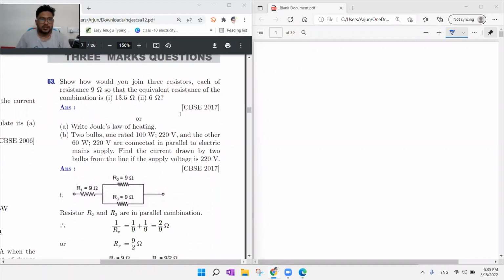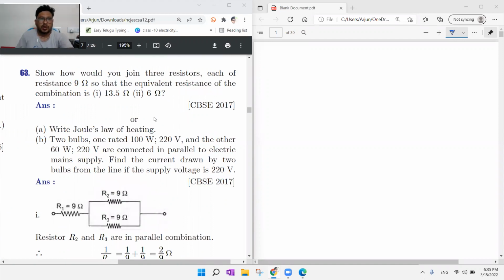So 63rd question: show how you would join 3 resistors, each of resistance 9 ohm, so that the equivalent resistance of the combination is 13.5 ohm and 6 ohm. So the question is, they have given 3 resistors of 9 ohm each and we need to connect them. If we connect them, the equivalent resistance should be 13.5 ohm.